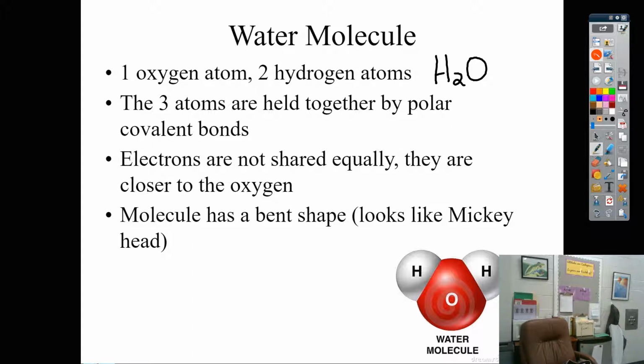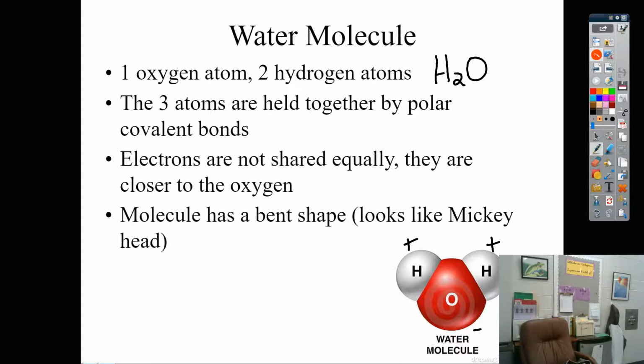So if they're not shared equally, and the electrons are closer to oxygen, what could you tell me about water? Well, okay, maybe it's not very strong, but maybe it forms not very strong hydrogen bonds, right? But how can it do that? What do we know about this end over here by the hydrogens? There would be what we call partially positive, and down here would be negative.